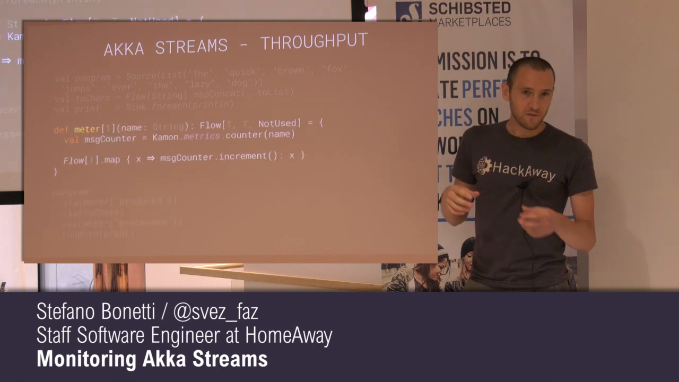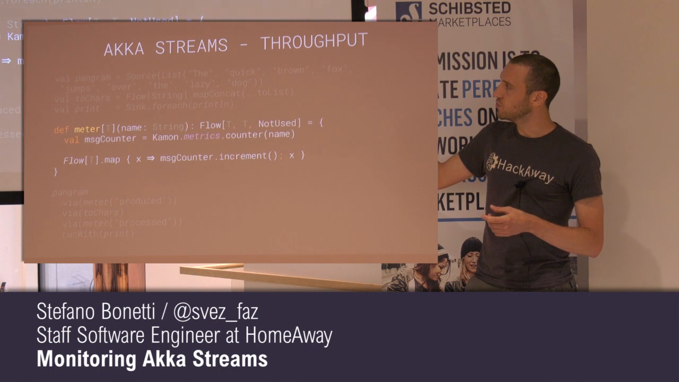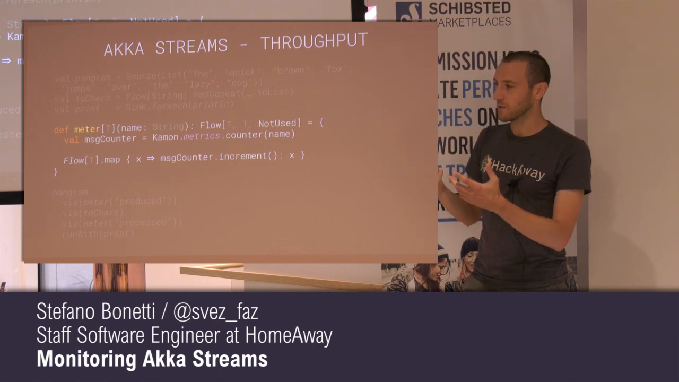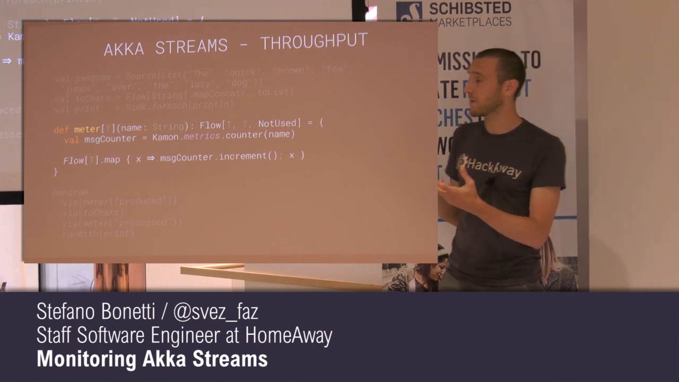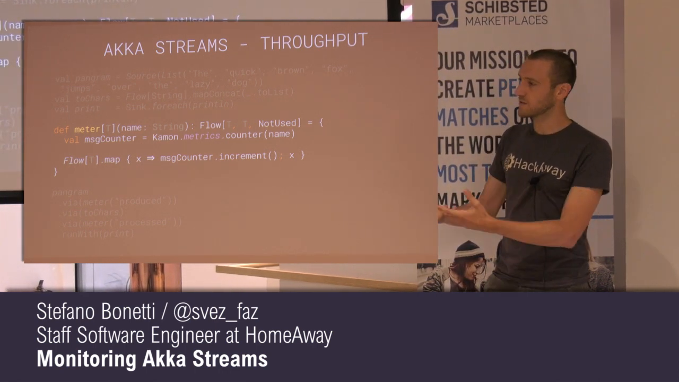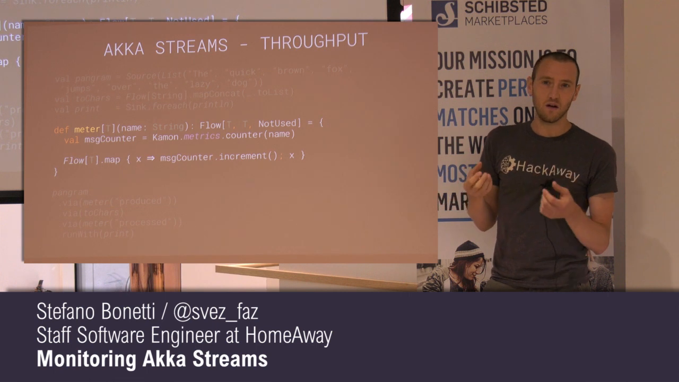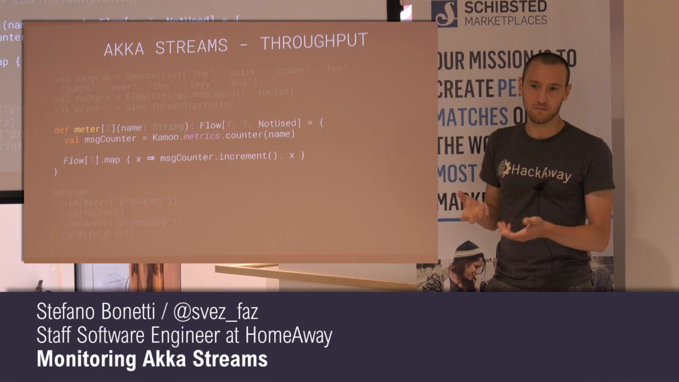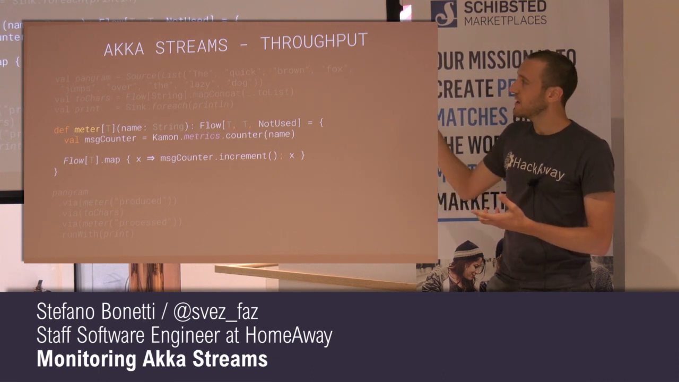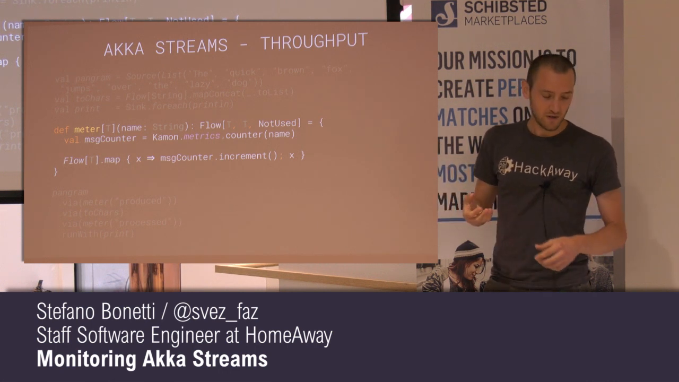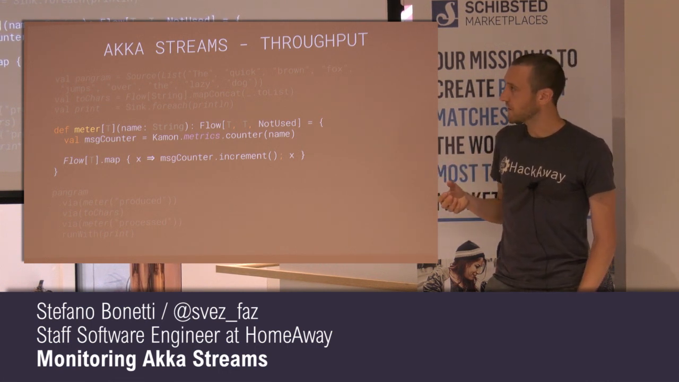So we can define something like a meter to measure the throughput. This is a very, very trivial implementation. This is what I meant when I said transparent processor. This is basically a flow that takes whatever comes in input and presents it in output, but also creates a counter. In this case, it's a Kamon counter, but you can use whatever metric backend you want in a place like this, and increment it for every passing element, right? And then the element is presented at the other end of the map, right?